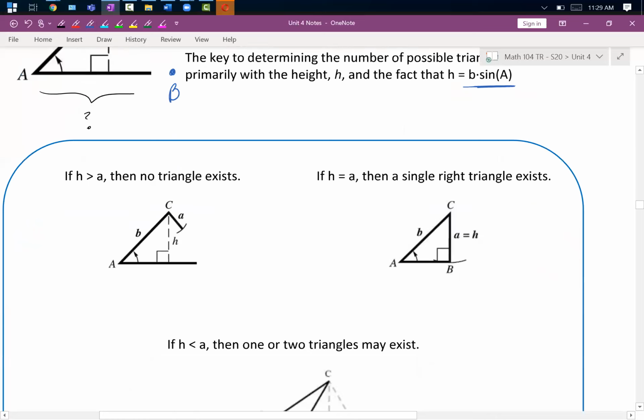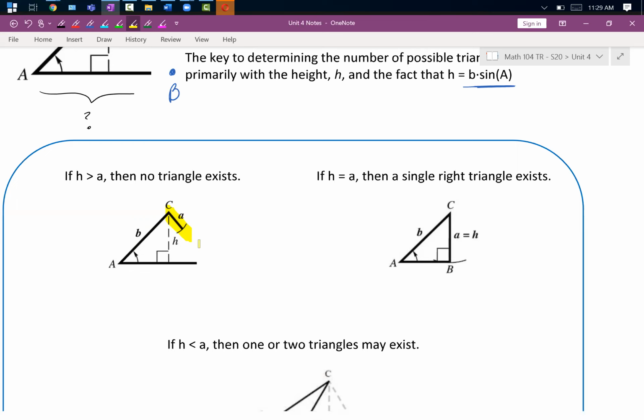If the height is longer than this second side that we know we have to draw in, then no triangle exists. See, the height is the shortest distance from angle C down to the other side, a straight line. So that's the shortest that our side can possibly be and still connect so that a triangle is formed. If the height is greater than this side A, then there's going to be no triangle because it's not long enough to reach the third side.